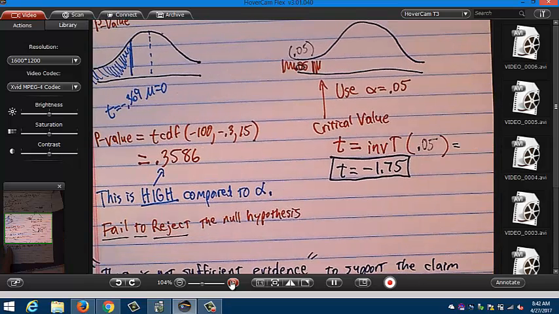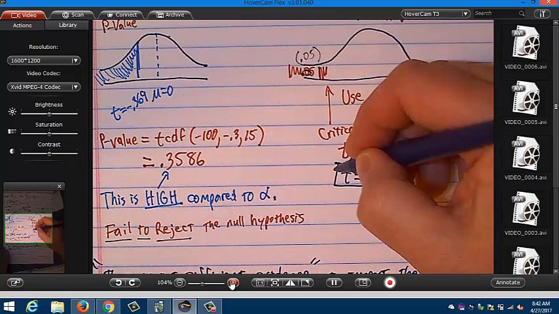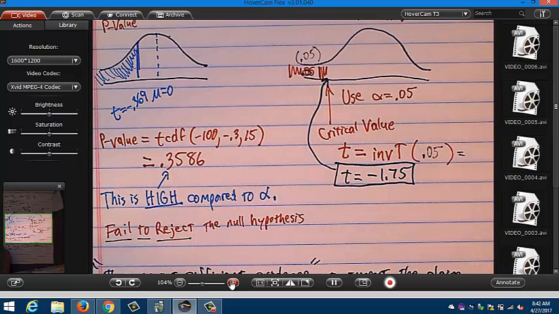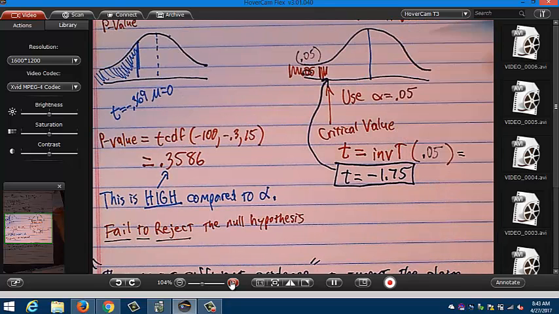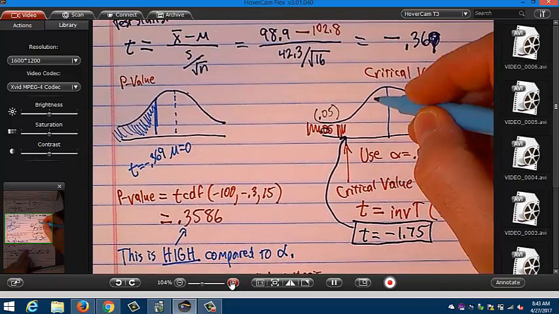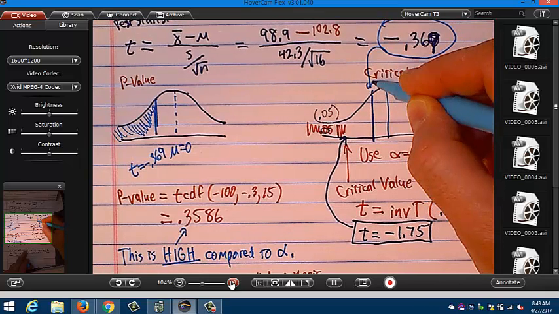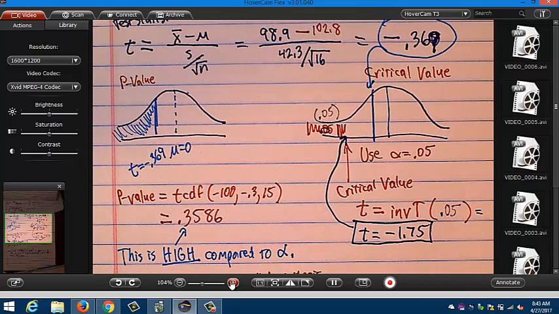So now you have to ask yourself, if that's the critical value, right? The critical value is this, right here, negative 1.75. Do we reject or fail to reject? We still fail to reject. Why do we fail to reject? Because what was our test statistic? Do you remember what we had? I have it right up above here. It was t equals negative 0.369, so it would be right here. Are we in the critical region or not? Not in the critical region, so we're going to fail to reject.